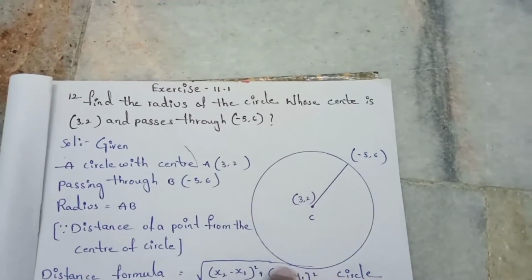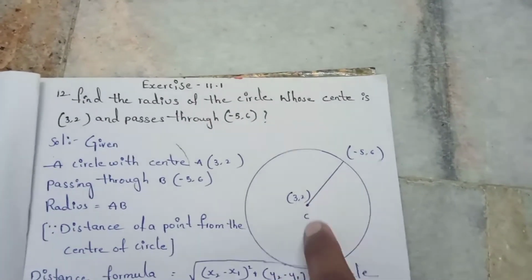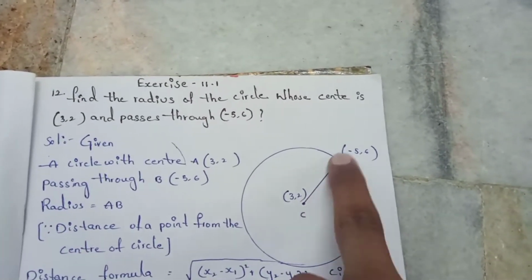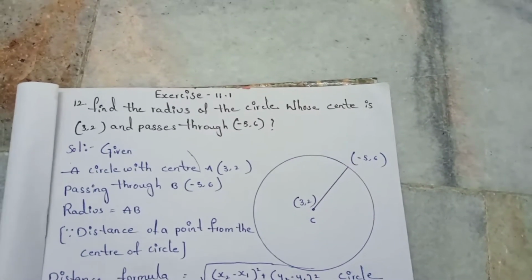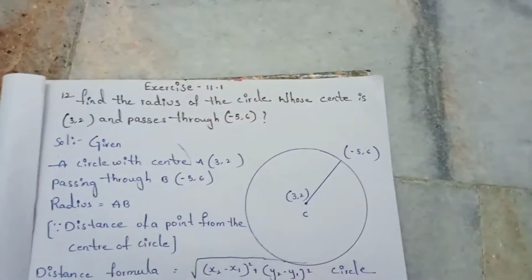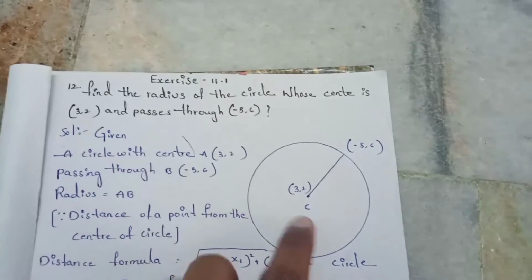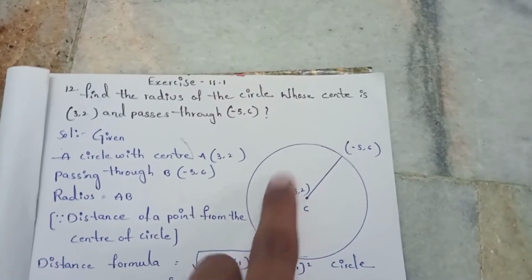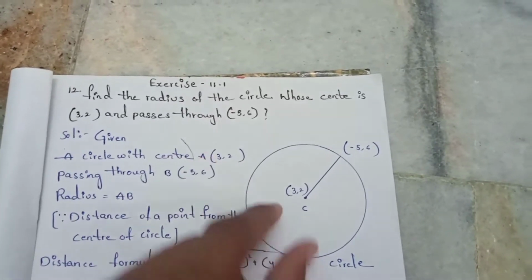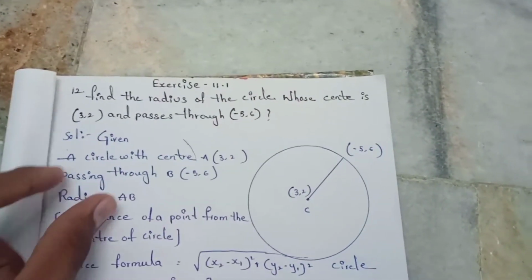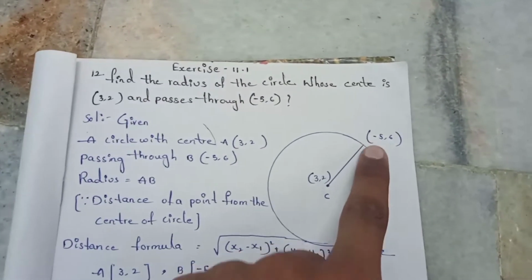On the circle, let us draw a line here. This point is (minus 5, 6). Now what is given in this circle? Let us write: given a circle with center A and a point B on it. The center of the circle is (3, 2) and it passes through B, which is (minus 5, 6).